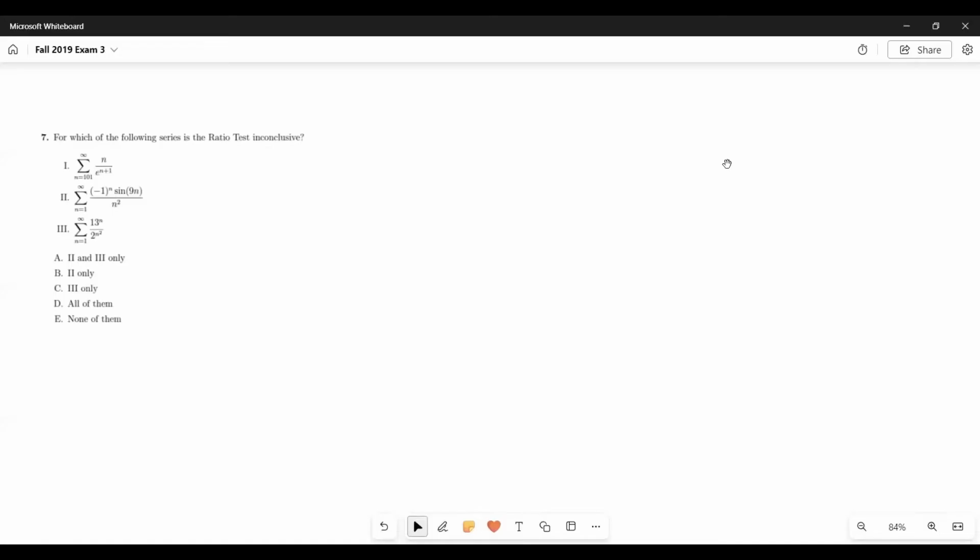Okay, this question asks, for which of the following series is the ratio test inconclusive? The ratio test is inconclusive when the ratio is equal to 1 or infinity or undefined. Okay, let's look at the first one. So n is equal to 101. Oh wow, that's a bigger number, but it doesn't really matter to us, right?